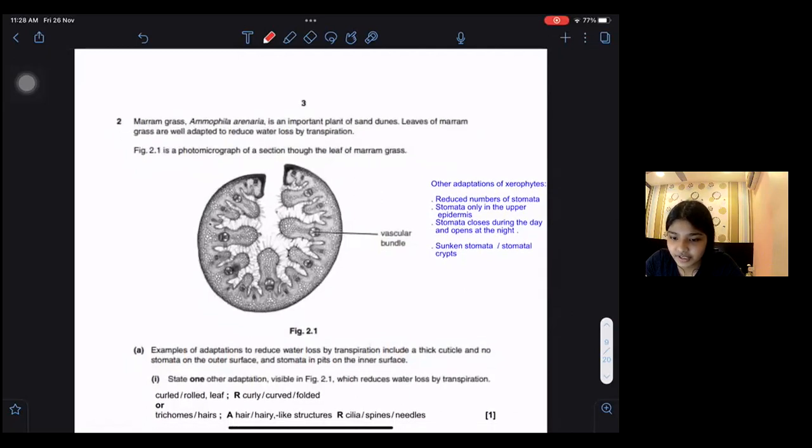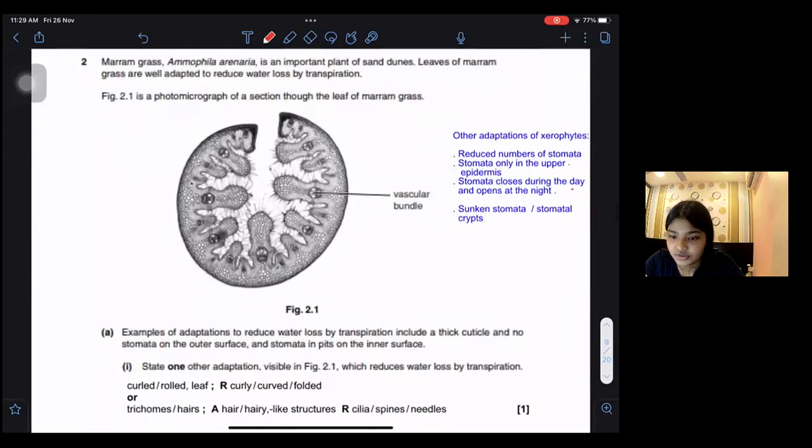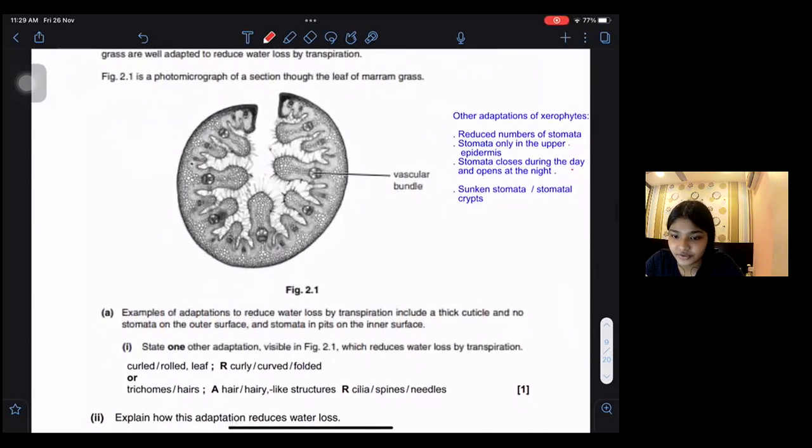Some examples of adaptations to reduce water loss by transpiration include a thick cuticle, no stomata on the outer surface, and stomata in pits on the inner surface. The question asks us to state one other adaptation which is visible in the diagram that reduces water loss by transpiration. So we can say that there's a curled or rolled leaf and also the presence of trichomes, which are the hair-like structures in the lower epidermis of the leaf.